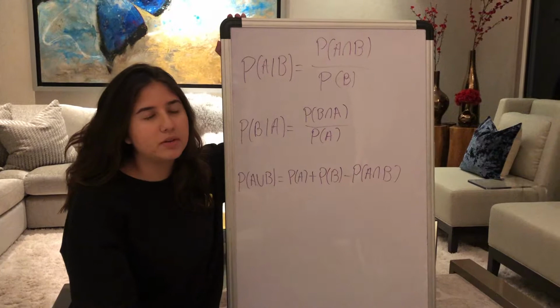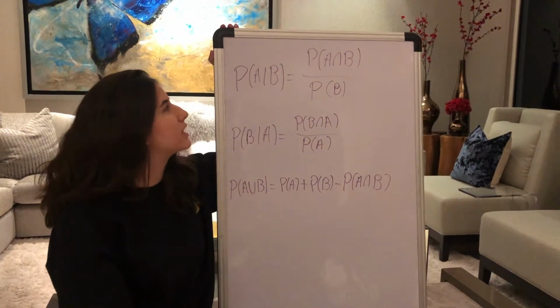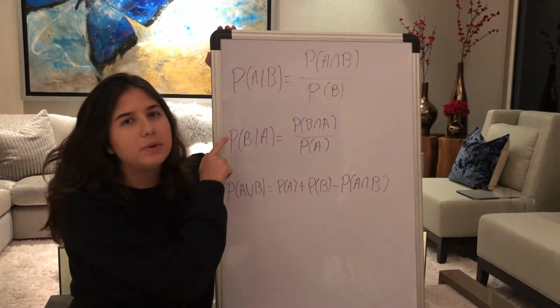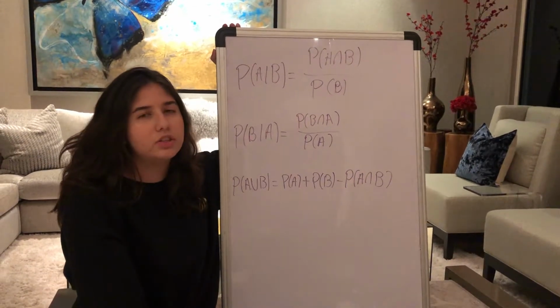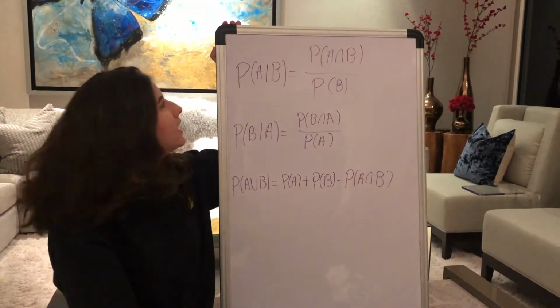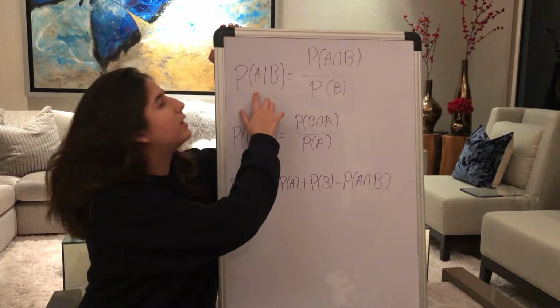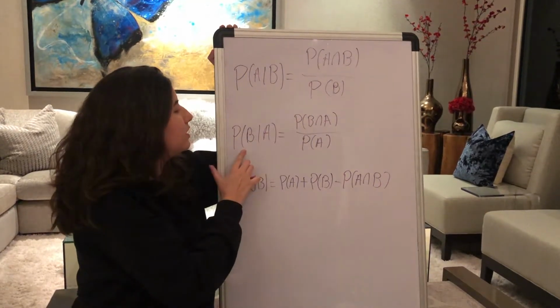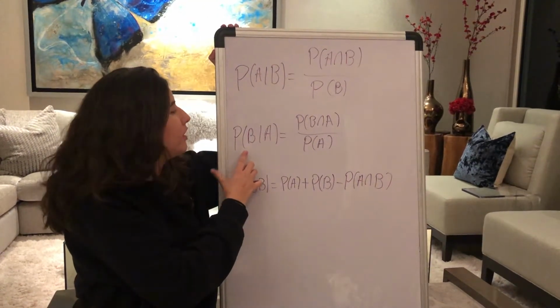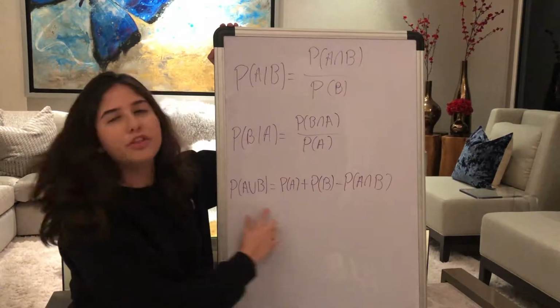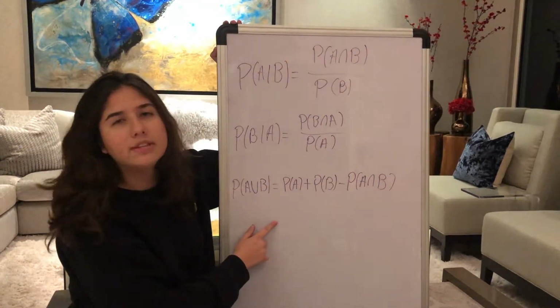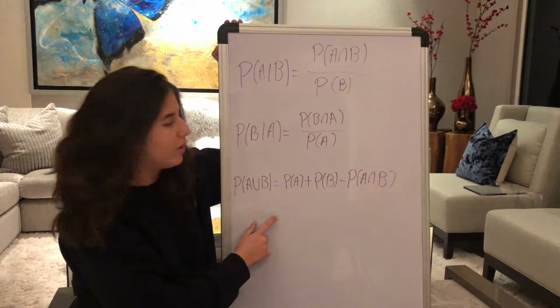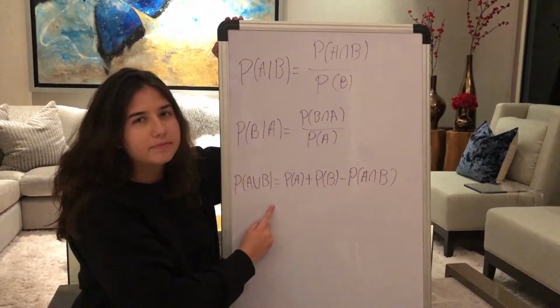These are the 3 formulas that we are going to use in this project. The first 2 are really similar because they are to find the conditional probabilities. The first one is to find the probability of A given B, and the second one to find the probability of B given A. And the third one is to find the probability of A or B.